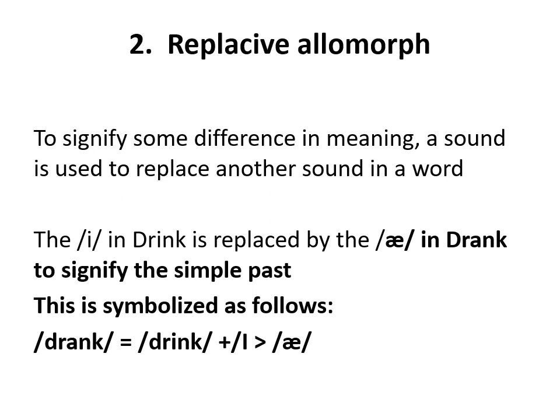Then there is a replacive allomorph. To signify some difference in meaning, a sound is used to replace another sound in a word. Like the word drink. The first form is drink, and we want to make it past tense. We will change this sound to another sound, like drank, or swim, swam, think, thought. In this way, we change the sound of the next form.